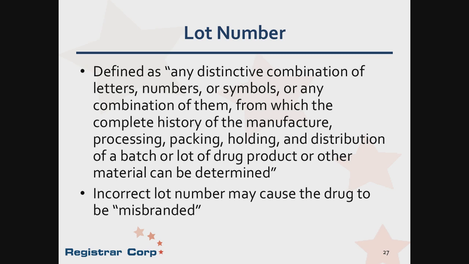Drug labels and packaging should include lot numbers, which is defined as any distinctive combination of letters, numbers, or symbols, or any combination of them, from which the complete history of the manufacturer, processing, packing, holding, and distribution of the batch or lot can be determined. So in essence, you need to have this traceability through the lot number so that if there's a problem with a particular product, it can be traced back and corrective actions made. An incorrect lot number can cause a drug to be deemed misbranded and therefore in violation of the Food, Drug, and Cosmetic Act.